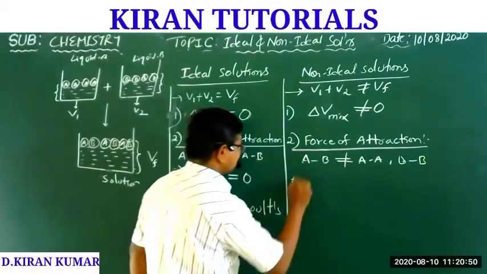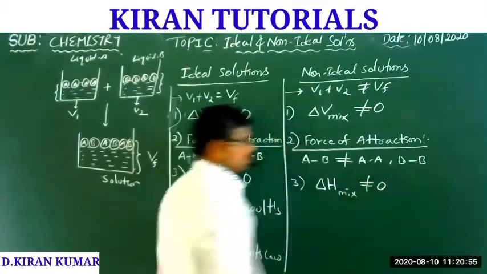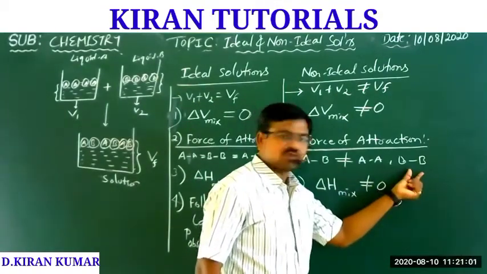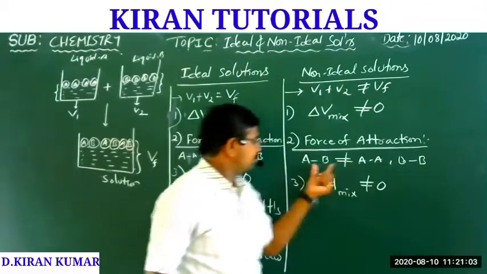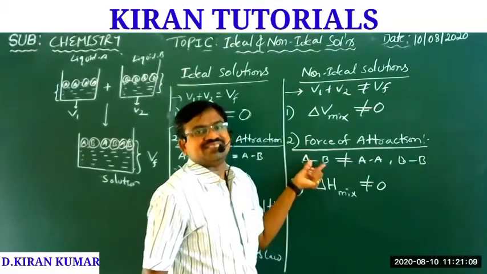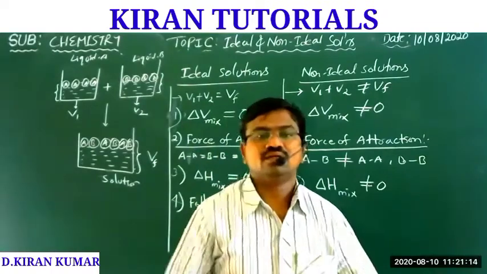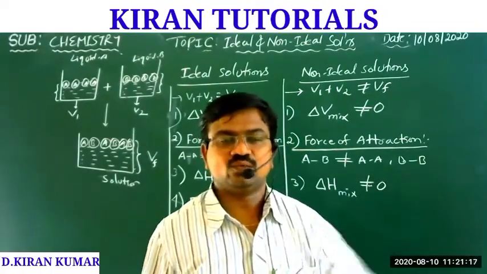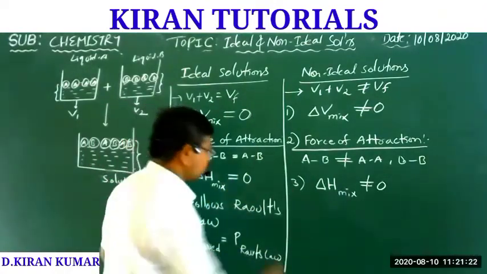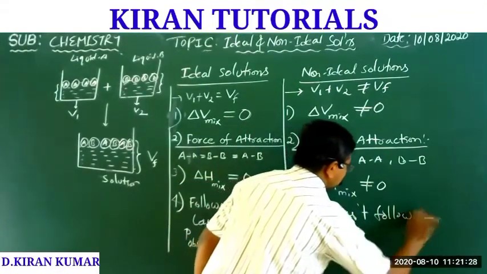Then for the third one, the change in enthalpy on mixing is not equal to 0. Clear? Here, 20 joules, or 30 joules, total 50 joules. But the energy released here is more than 50, maybe 70, or less than 50, maybe 30. Means not equal, so that's why it is not equal to 0. Then it is called a non-ideal solution. Then the fourth one: it does not follow Raoult's law.